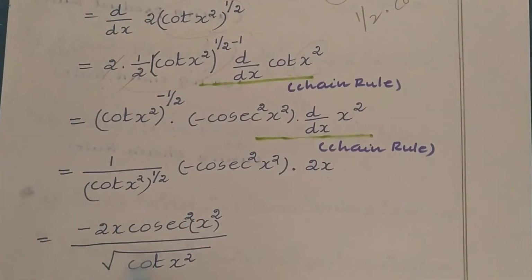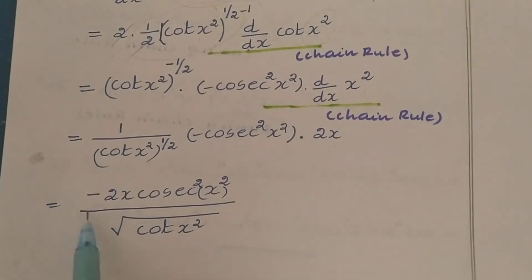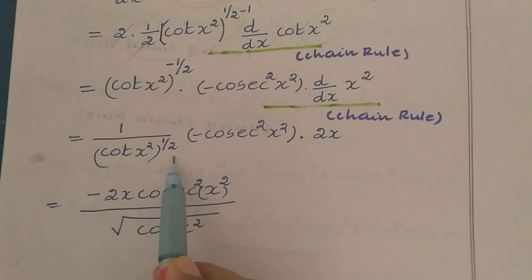So together we can write the final answer as minus 2x cosec square x square divided by, this is half root, half to the power half is nothing but square root. So square root of cot x square.